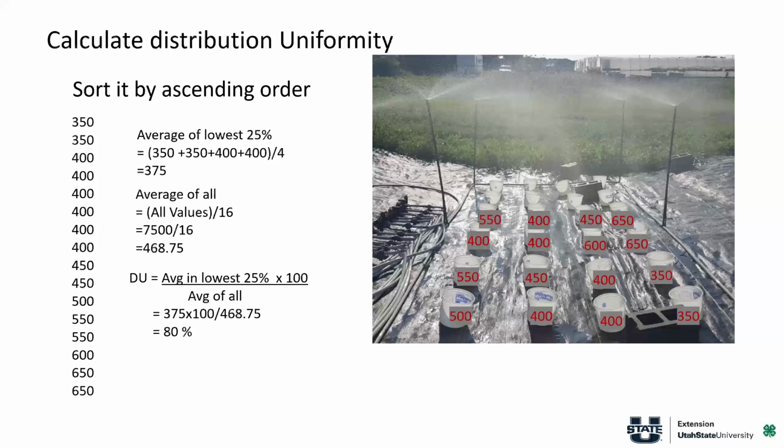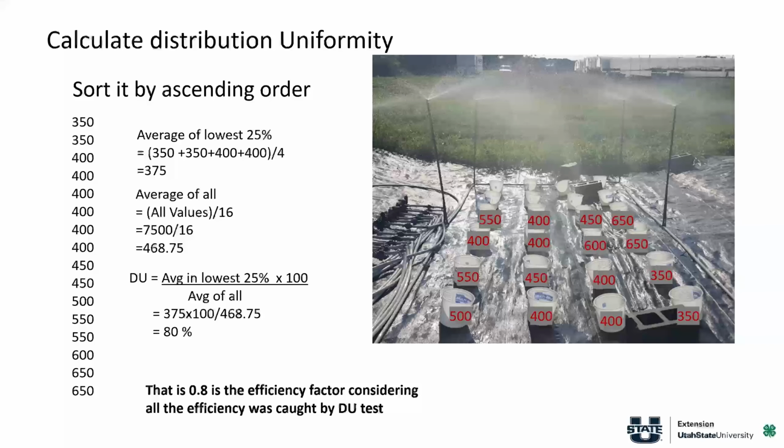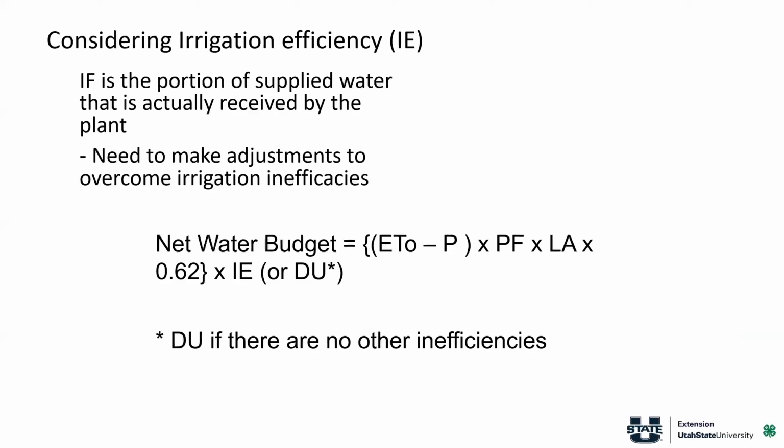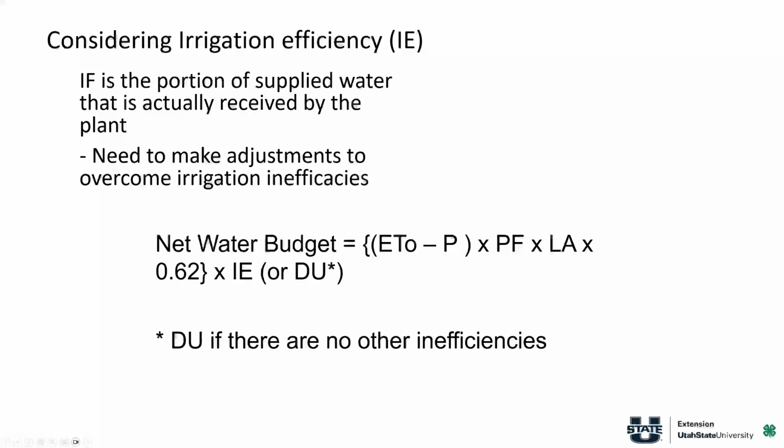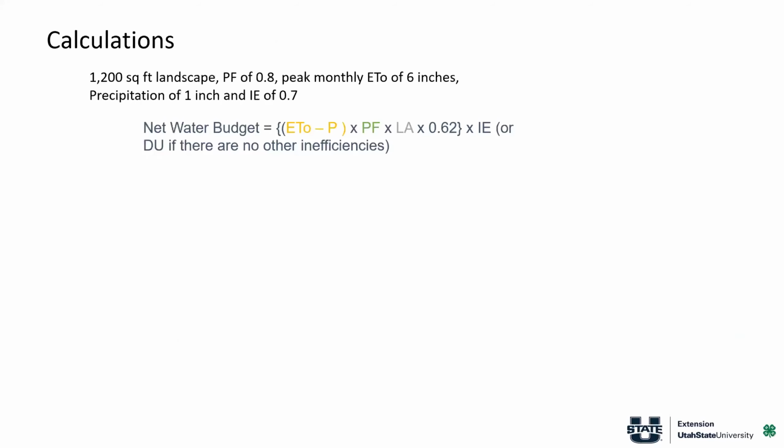Sometimes distribution uniformity is also used as irrigation efficiency. When we put it in numbers, it's 0.8 efficient. So if we apply 100 gallons, our plants will receive 80 gallons. To consider this in our equation, you do everything similarly, but you multiply by your DU, not as 80%, but as 0.8. You multiply by that, and you get your net water budget. So you accommodate for precipitation, you accommodate for distribution uniformity, and you get the net water budget.